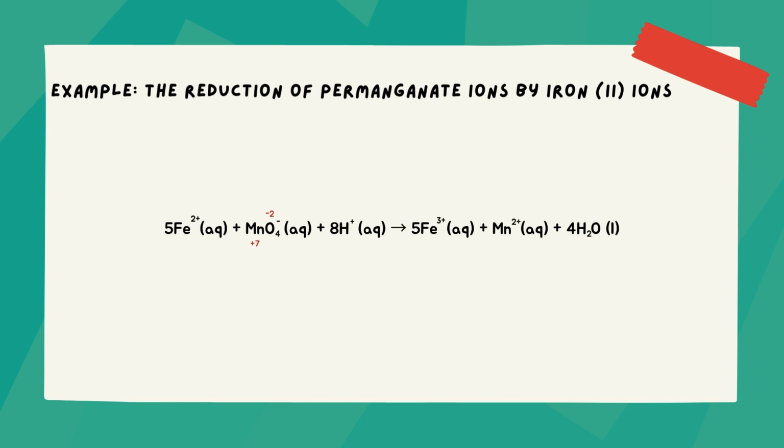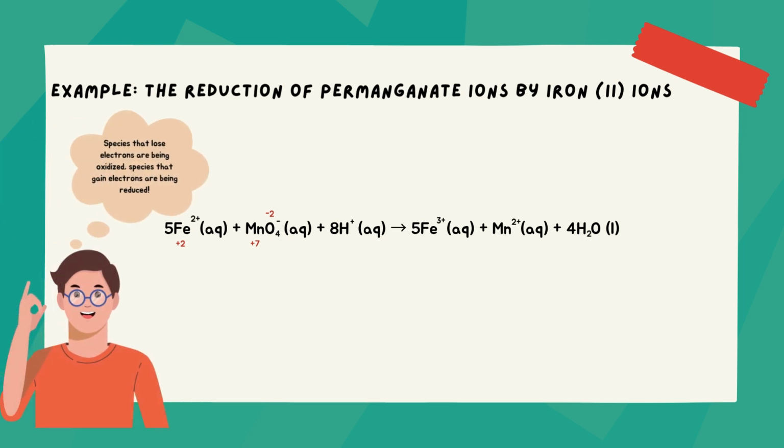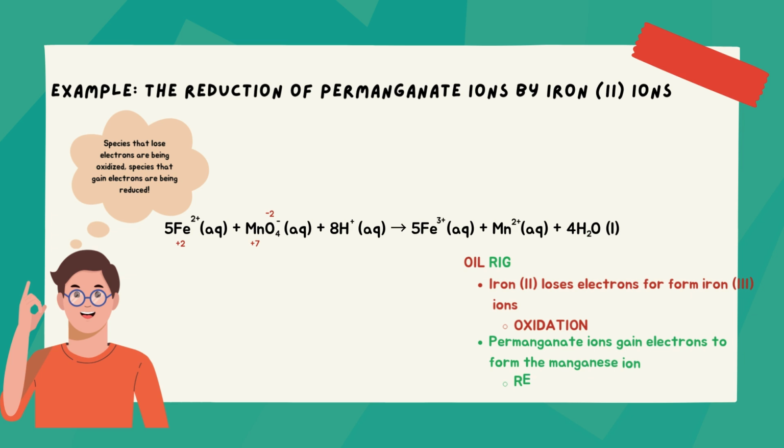Now let's look at iron +2. The charge on the ion is +2, and therefore the oxidation number on the ion is also +2. We can now evaluate what occurred using OIL RIG. Recall that the species that loses electrons is being oxidized. In this reaction, iron +2 ions lose electrons to form iron +3 ions. Therefore, iron is being oxidized. Likewise, recall that the species that gains electrons is being reduced. Permanganate ions gain electrons to form manganese ion, so permanganate ions are being reduced.